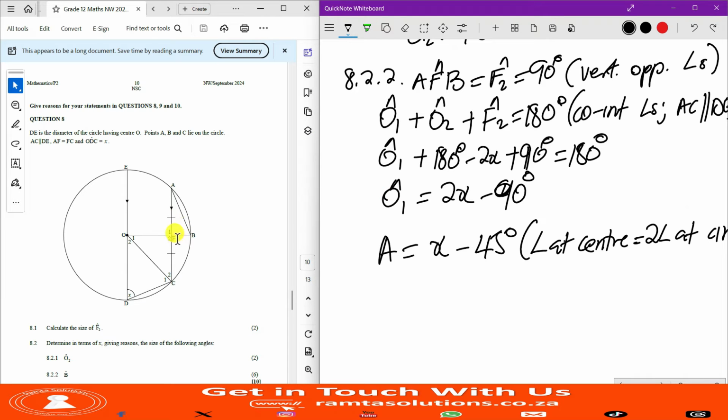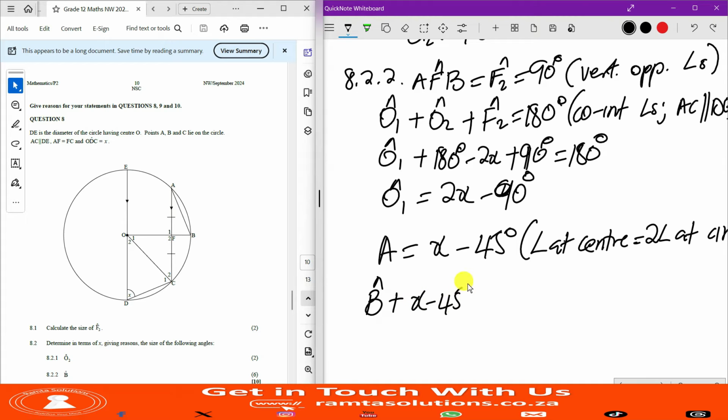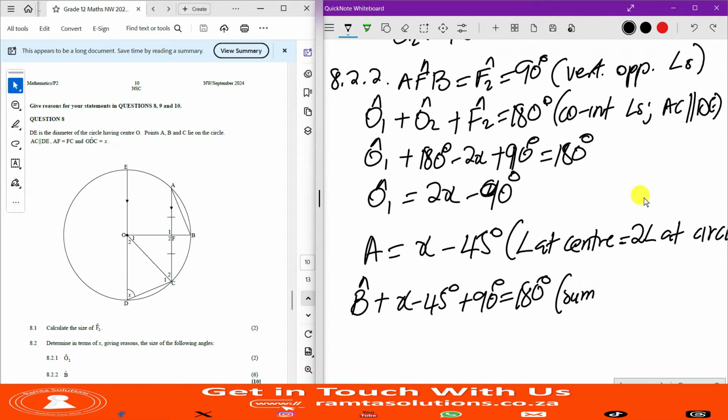Having said that, I already found angle AFB. I have angle A, therefore I can find angle B. Angle B plus x minus 45 degrees plus 90 degrees is equal to 180 degrees. Why? This is sum of angles of a triangle. So what is angle B?